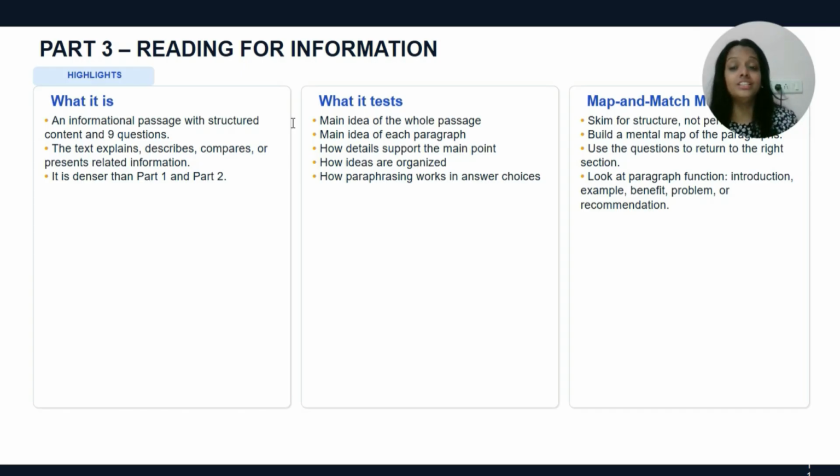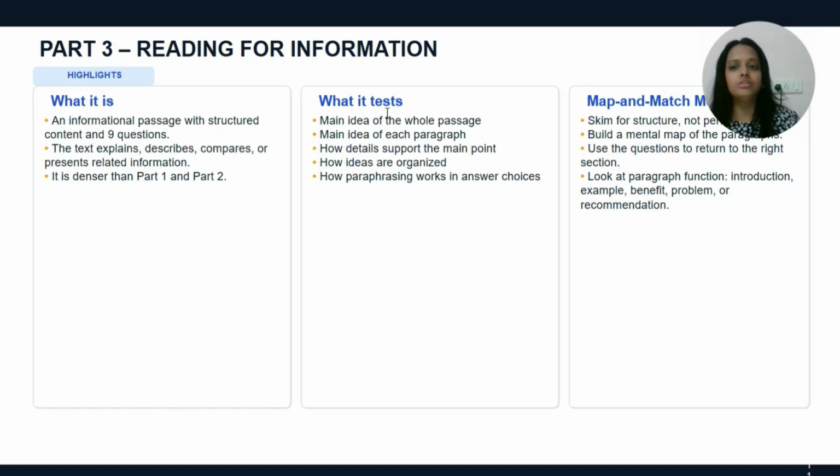So, what is this part really testing? It is testing whether you can understand the main idea of the whole passage, the main idea of each paragraph, how details support the main point, how ideas are organized, and how answer choices are paraphrased. And this paraphrasing point is very important because SELF-PEP does not usually copy the exact words from the passage into the correct answer. Very often, the right answer is saying the same thing but in different words.